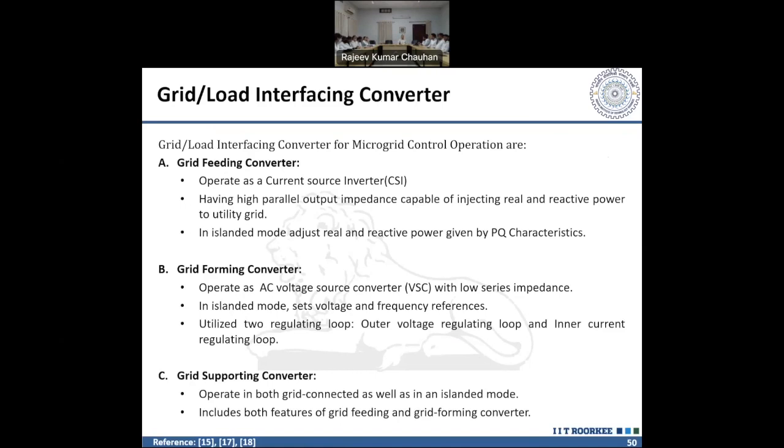And the type of converter, normally how to feed power. What is the meaning of feeding power? The excess power in my system, I am feeding into the grid. So normally we use current sources. At each step, I am injecting the current into the grid.